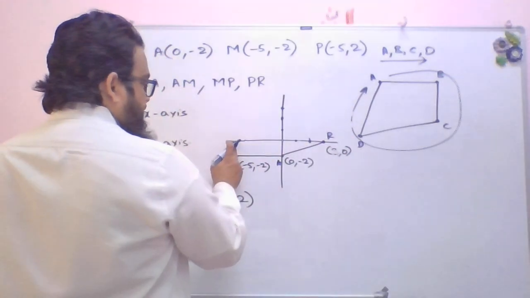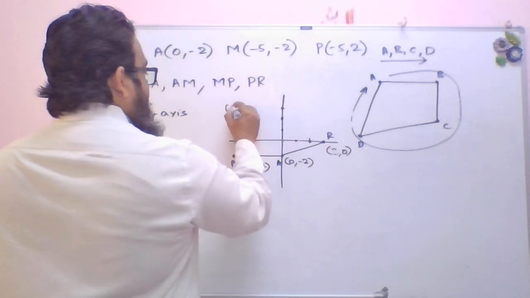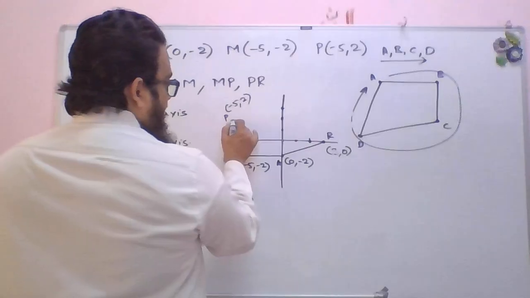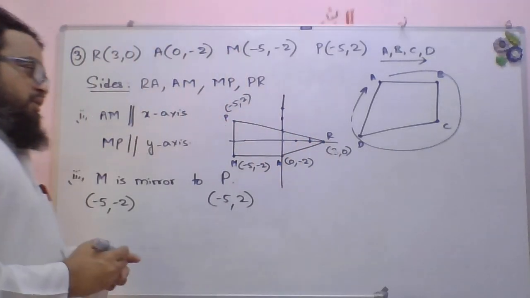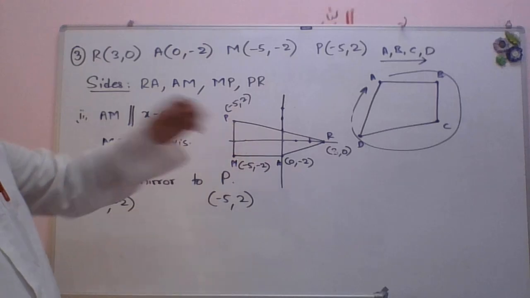Yeah, minus 5 is here, and 1 2. So it will be somewhere. This is P, minus 5 comma 2. Now let us join P to R. So this is our final quadrilateral.